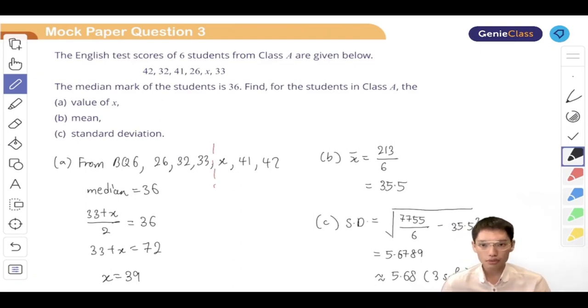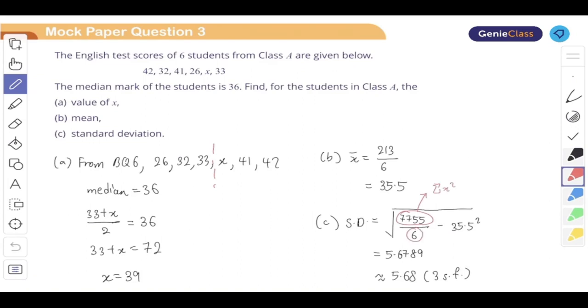I'll just make myself disappear for a while. There you'll see the key values over here. This is the sum of squares, this is the total values, and this is my mean. These are the three values that you need to take note of. I hope you got these three values down before we move on. All right, let's go.